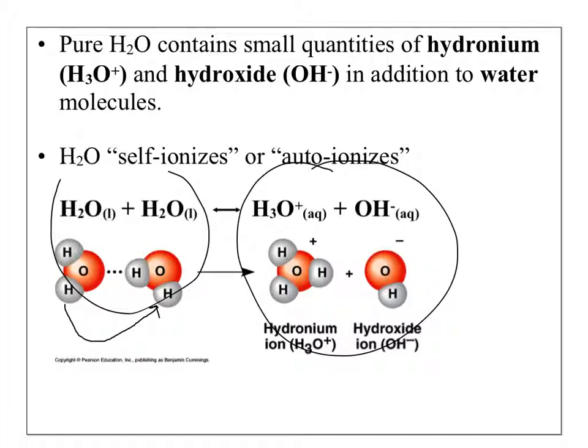Water just does this automatically, all by itself, and so that's why it's called the auto-ionization or self-ionization of water. And the term ionization comes from the fact that ions are produced. Remember, ions have a charge, and you see those right here.